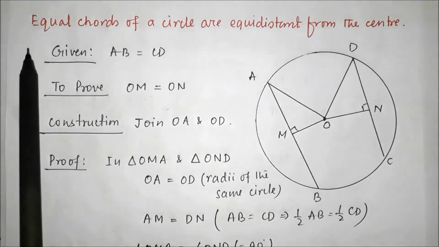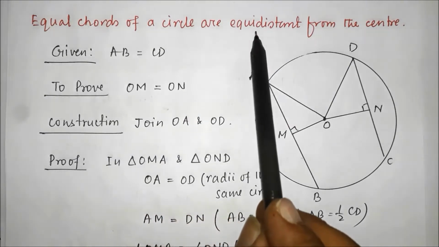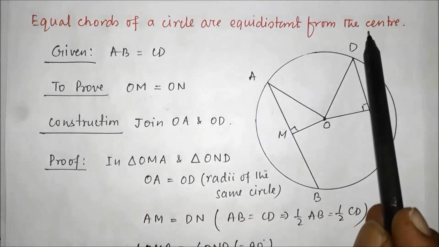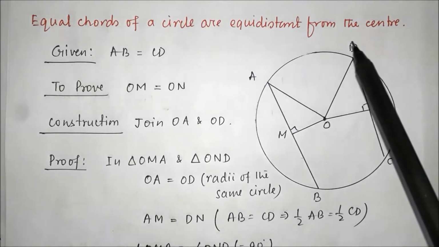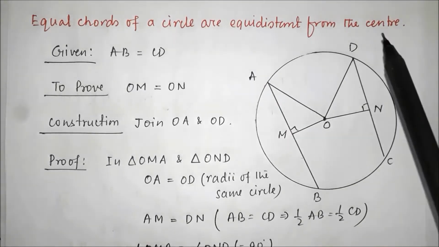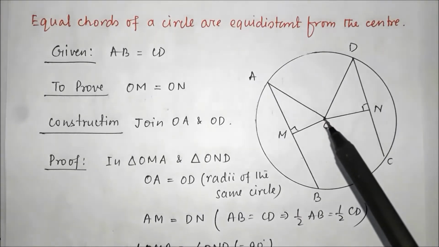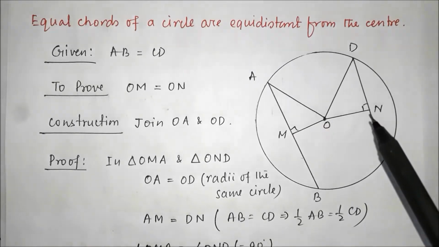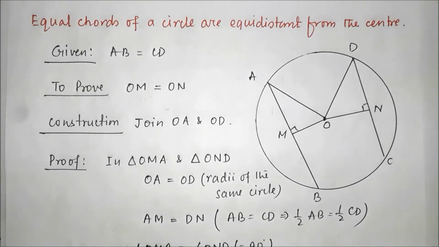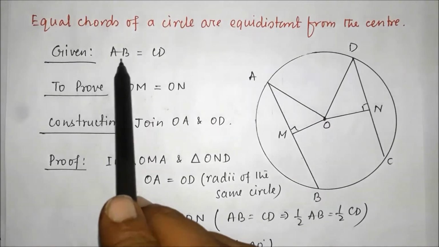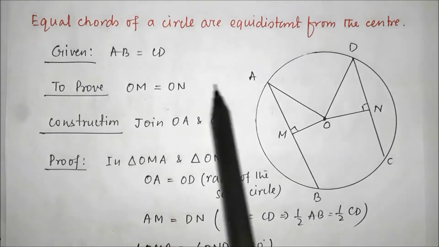The first theorem says that equal chords of a circle are equidistant from the center. It means that if two chords are given to you, AB and CD, which are equal chords, we need to prove that OM equals ON. They are equidistant from the center. So here given AB equals CD, we need to prove that OM equals ON.